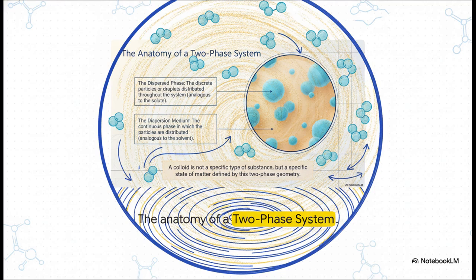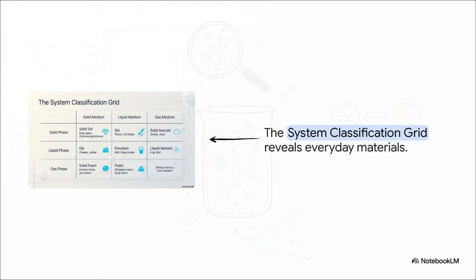See how those discrete blue spheres are just floating in that continuous golden background? Because these two phases maintain their own distinct boundaries, they end up creating a massive amount of surface area within the system. And honestly, that boundary area is where all the really interesting physics takes place. By mixing and matching different solid, liquid, and gas phases, we get an unbelievably diverse array of everyday materials.